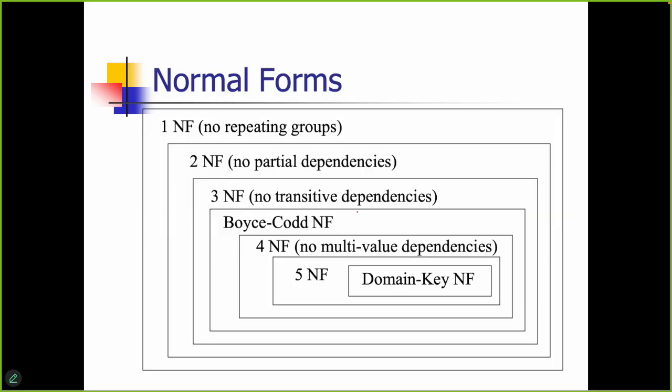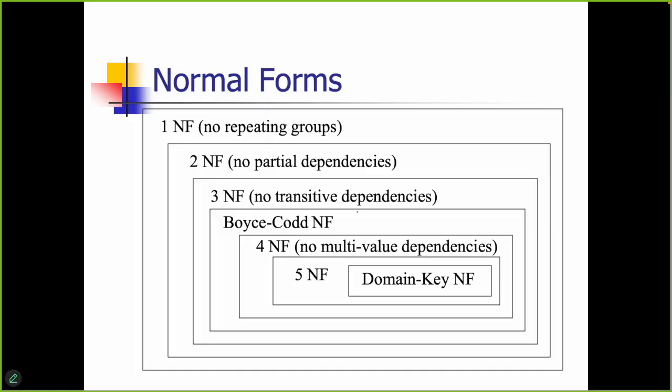Then 3NF means the table is already in 1NF and 2NF, that is no repeating groups, each cell holding one value, also no partial dependency. But on top of that, there shouldn't be transitive dependencies. I'm going to explain transitive dependencies in just a few seconds.